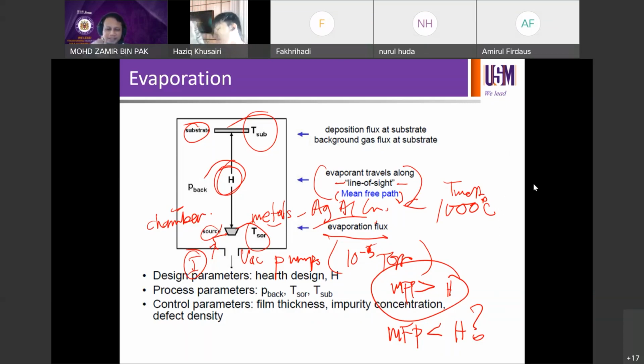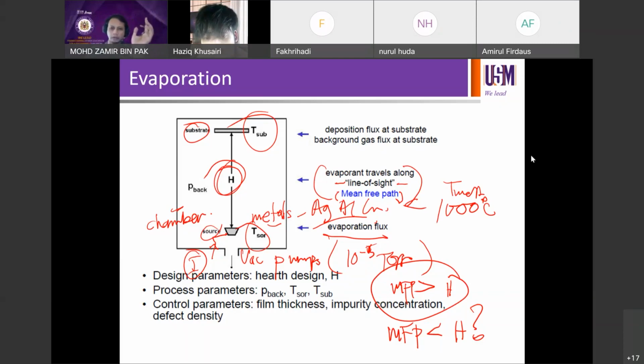Right. Deposition cannot happen, isn't it? So dia travel tak sampai pun. Dia travel MFP to maximum. If you go back to the definition we learned last time, it is the distance traveled by the particle before the next collision. So that means that during the next collision, they akan gone and scattered into different directions and won't hit the substrate. Tak akan sampai.